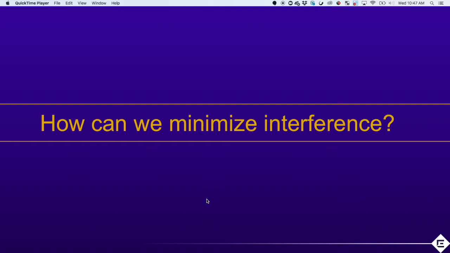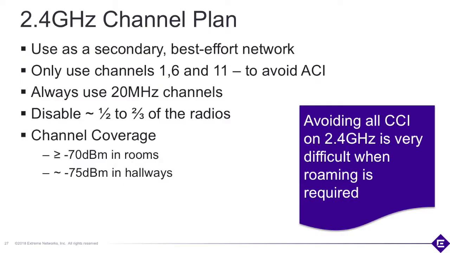Last week we went over all the different types of interferences we deal with on our wireless network. Today we're going to look at how we can minimize interference on our network through our channel plans.